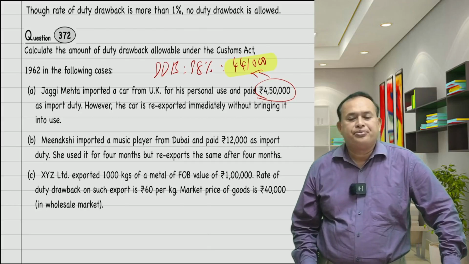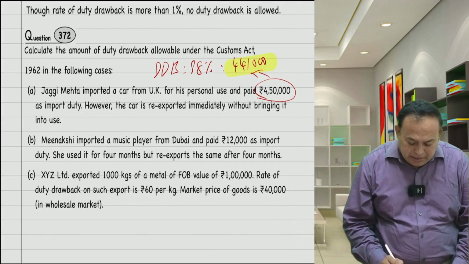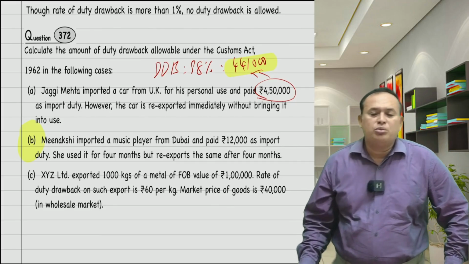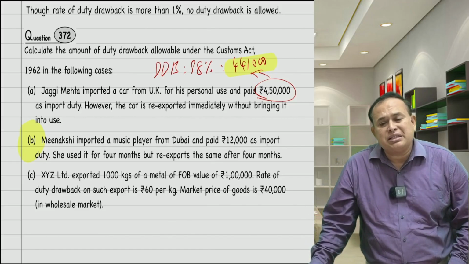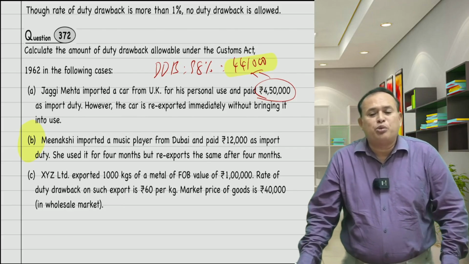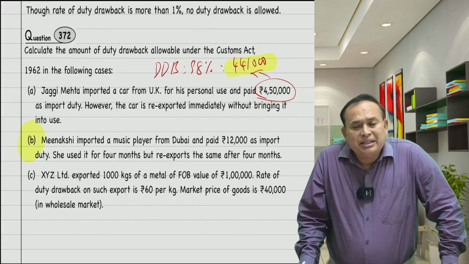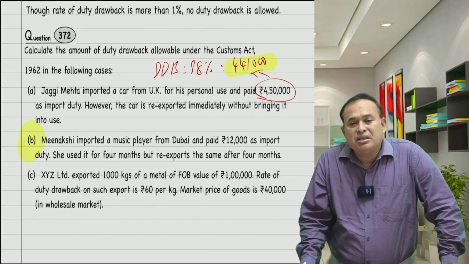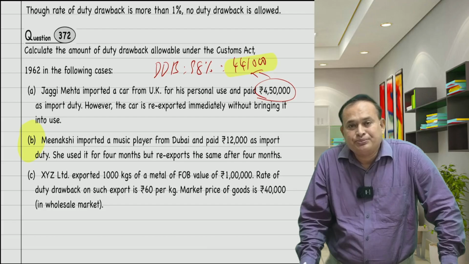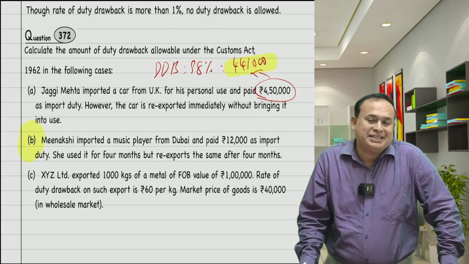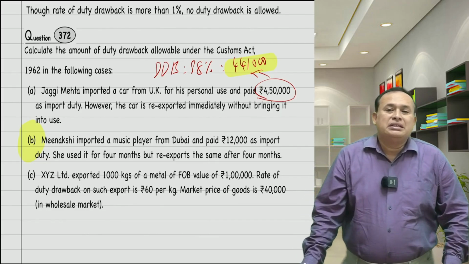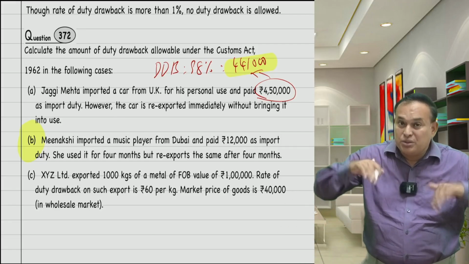Second case, Meenakshi imported a music player from Dubai and paid 12,000 rupees as import duty. She used it for 4 months but re-exported the same after 4 months. If nothing is specified, is the import for business purposes or personal purposes? We should assume business purpose. Excellent. Now, business purpose, and after use, she is exporting back.